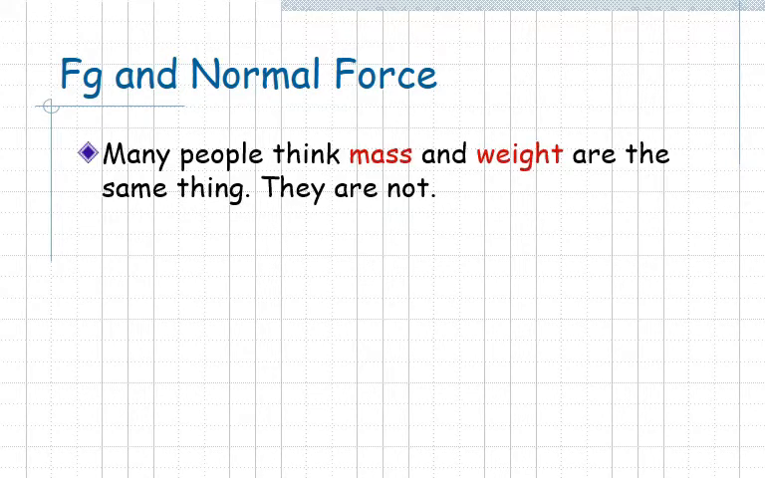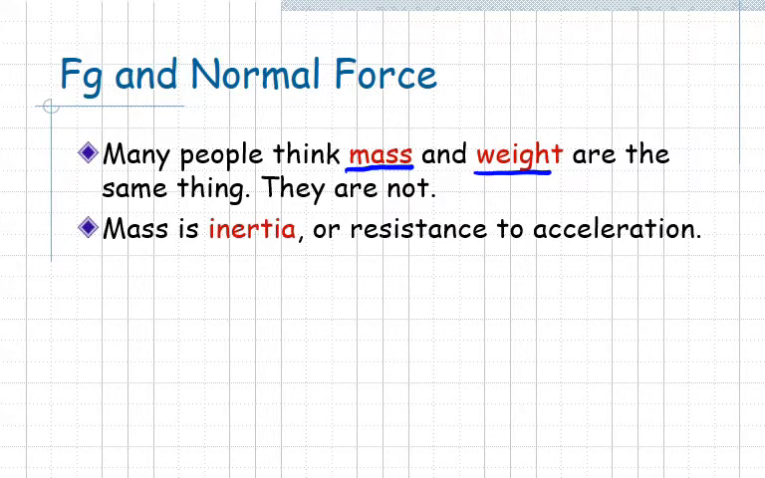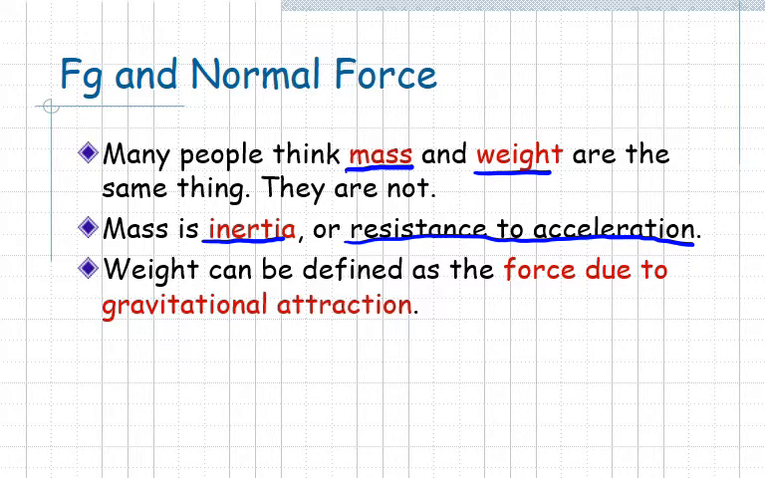We've already defined a little bit of what mass and weight are, but it's very important to distinguish between the two. Mass is inertia. It's the resistance to an acceleration. The more mass you have, the more resistant it is to acceleration. Now weight can be defined as the force due to gravitational attraction. So weight is a force, and that is dependent upon the actual planet or location where we have that.